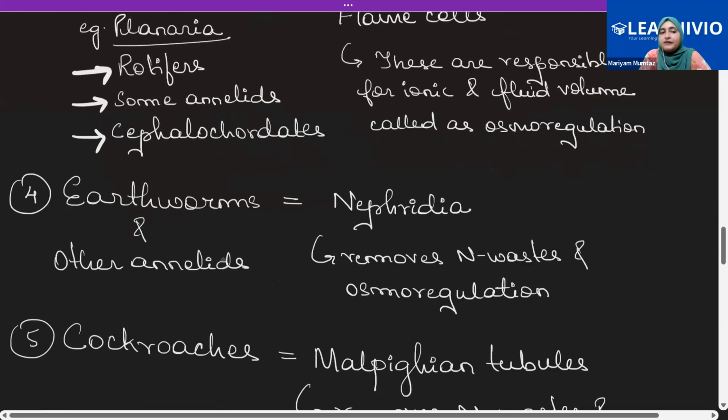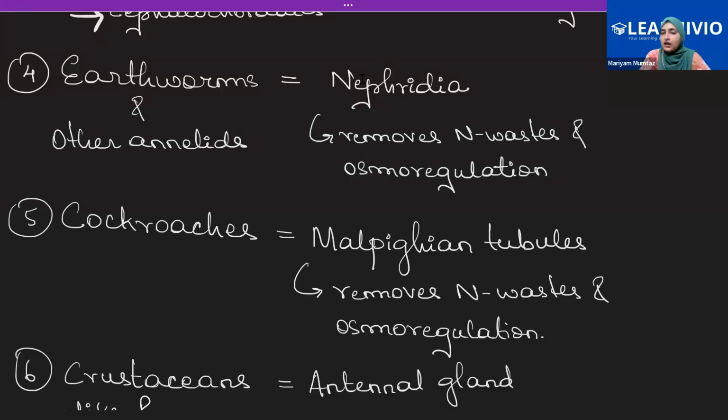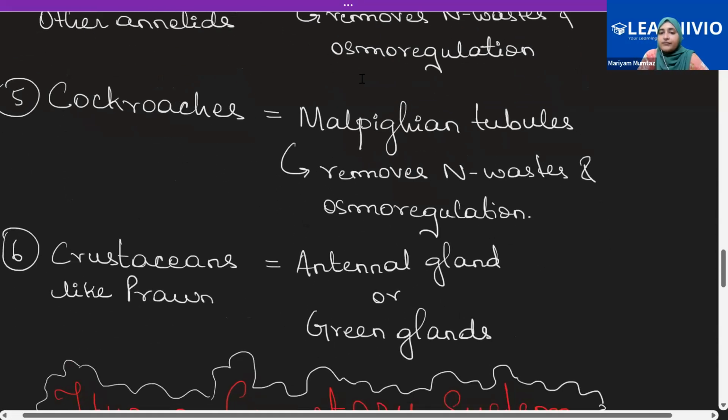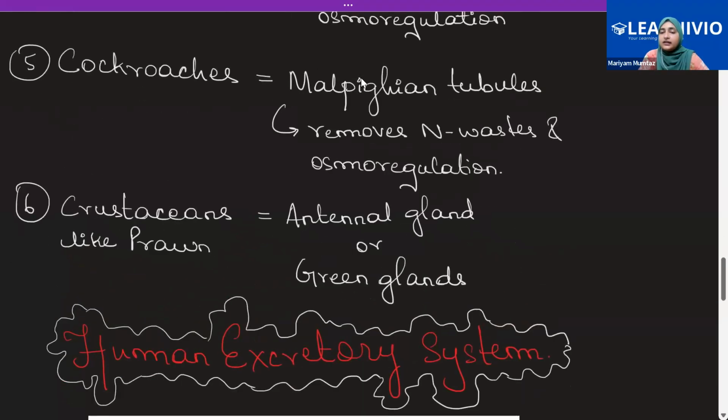Then, when we talk about the earthworm and the other annelids, they have nephridia. Instead of protonephridia, now they have nephridia, which is responsible for the removal of nitrogenous waste and osmoregulation. So it does dual things together. Cockroaches have Malpighian tubules. They also do not have kidneys, but they have Malpighian tubules that clear out the nitrogenous waste from the body as well as perform osmoregulation.